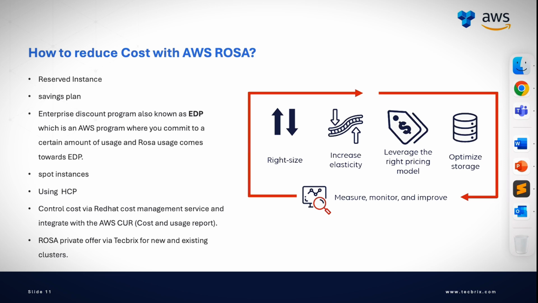Those discounts are not part of the above discounts. Reserved instances, savings plans, EDP, spot instances, HCP, or Red Hat Cost Management are all part of your infra cost, meaning you are reducing the cost based on the infra. But as I said, for the subscription cost, we are there via the private offers with the AWS cloud.